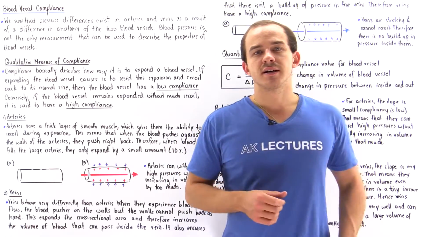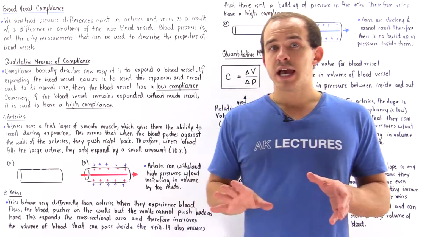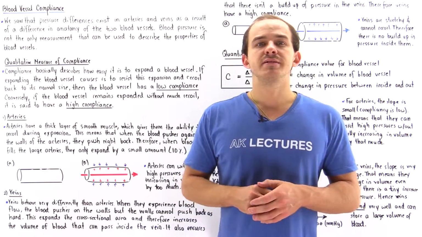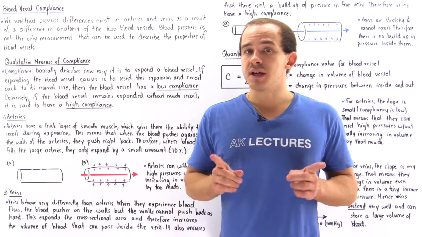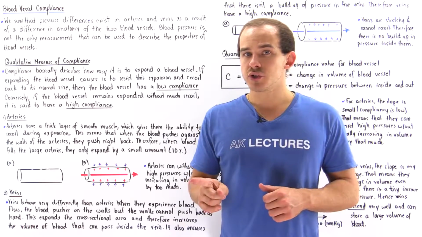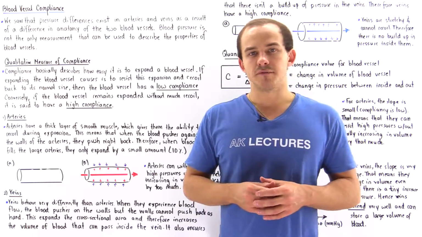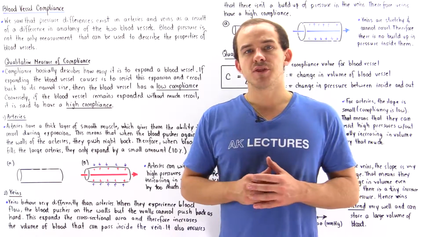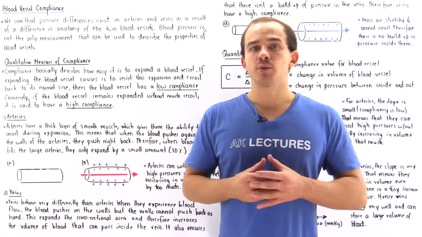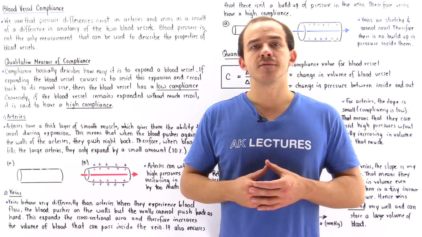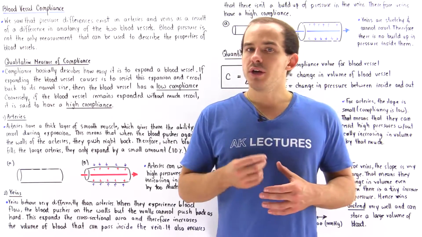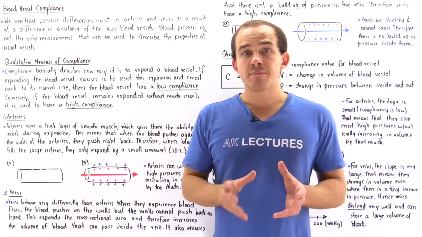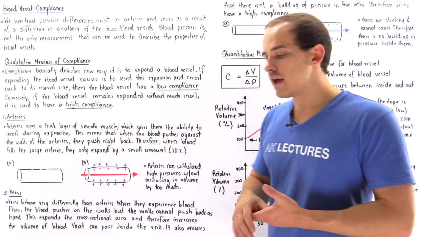Previously, we discussed the concept of blood pressure, and we said that inside arteries we have a much higher blood pressure than inside our veins, and this is because of a difference in structure of the two different types of blood vessels. Now, blood pressure is not the only measurement that we can use to describe the properties and the behavior of the different types of blood vessels. We can also use a measurement known as compliance to describe the behavior and properties of blood vessels.